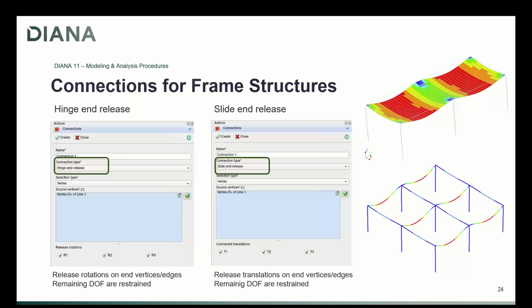Yes, it is about connection for frame structures. For beam and shell elements, we can have a hinge connection or a slide connection. We had this possibility also in the previous Diana versions, but then what was done internally is that it was fully disconnected first, and then the appropriate dofs were tied, and in that way we could achieve hinge or slide.